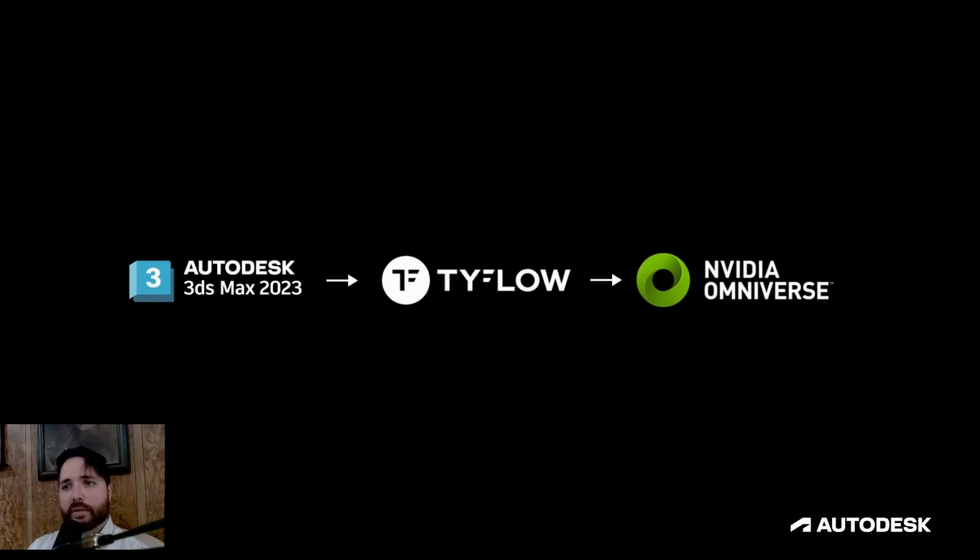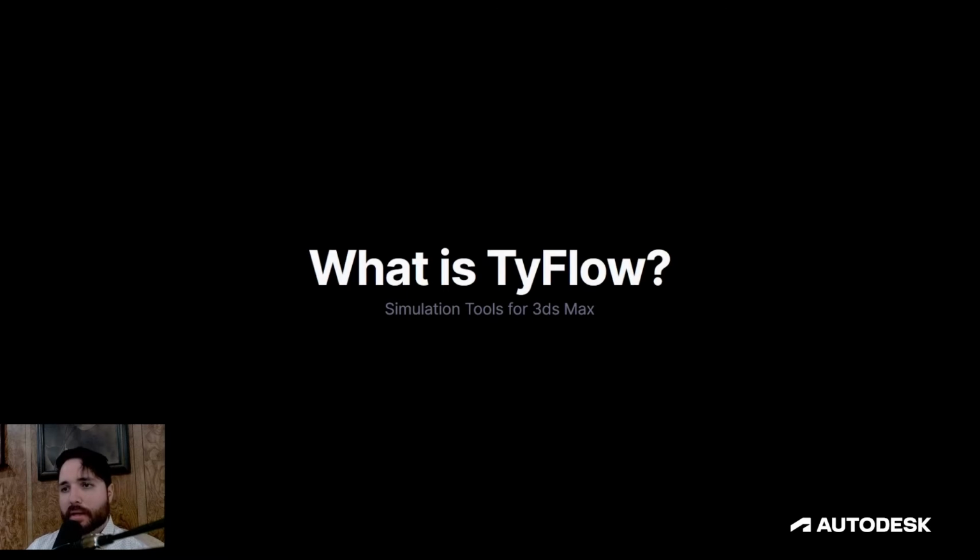A lot of my scenes are initially assembled in 3ds Max, either sourcing assets from 3D marketplaces or modeling and texturing them using 3ds Max's amazing native tools. After, I set up my simulation using TyFlow to complete my animations. And the last piece in the pipeline is NVIDIA Omniverse, where I combine all those assets together for final lighting and rendering. In case you're wondering, what is TyFlow?